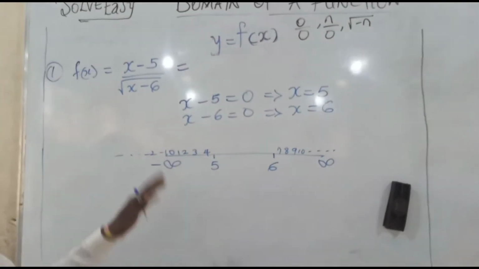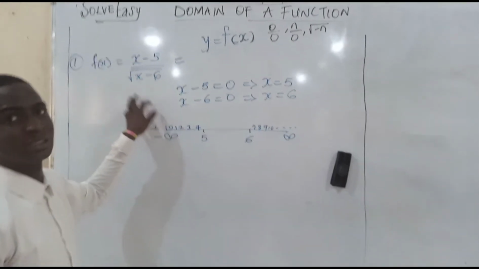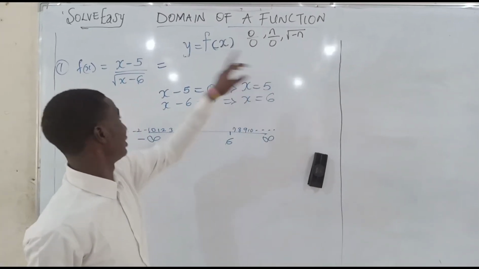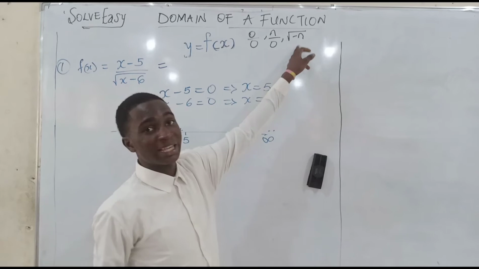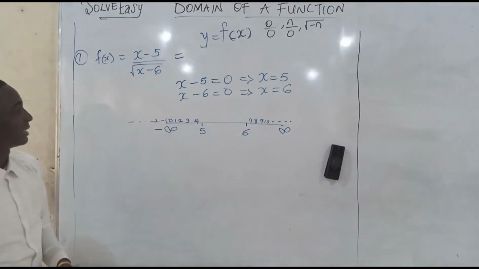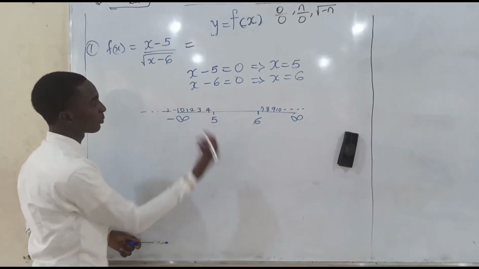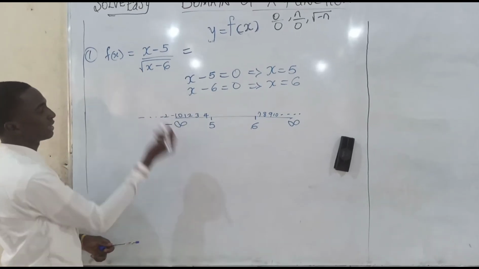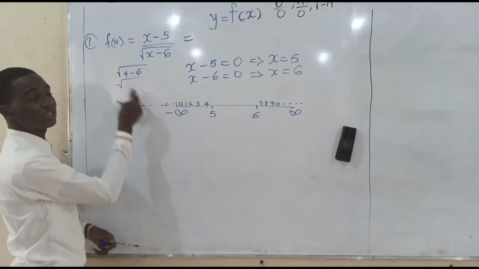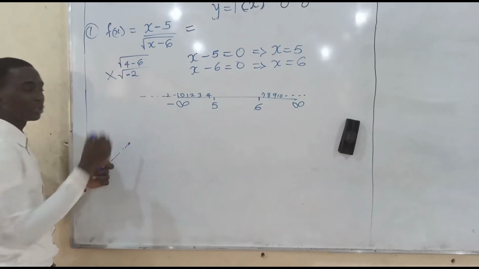Now what we have to do next is that we want to look for a value that x can take to make this function defined. That is, the function must not be 0 over 0, must not be a number over 0, must not be the root of a negative value. Now let's start. If I input a number, if I choose any number before 5, maybe I choose 4, for example, let's input 4 here. That is, I'm having the root of 4 minus 6. So 4 minus 6 is what? Minus 2. So this is undefined.